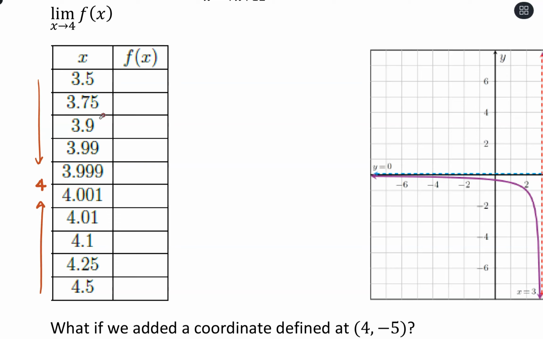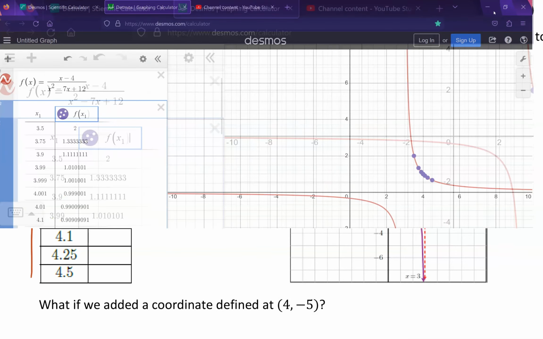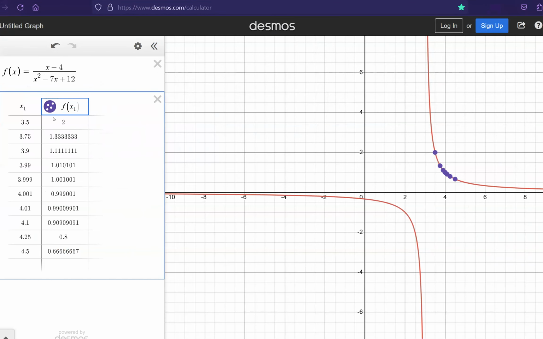So with that, we can set up our table so that we're starting at 3.5, and then it's getting closer and closer to 4. And then over here, we're just a little above 4, and then we kind of move away from it. But what we want to know is, where would those be matching up? And I went ahead and set this up in Desmos so that we can see a table of values. So I have my function, and then I have all my outputs here.